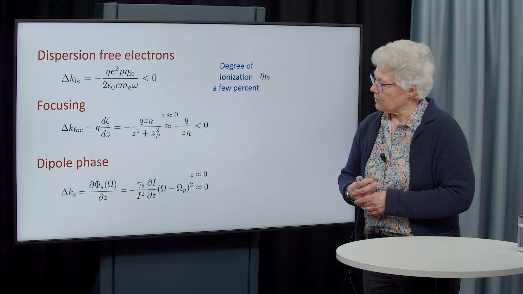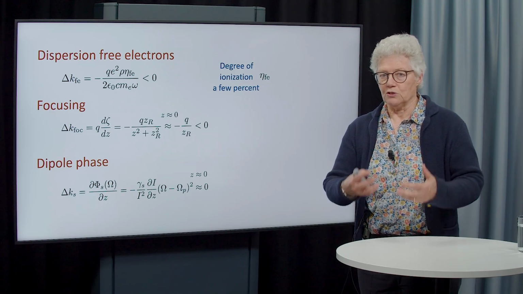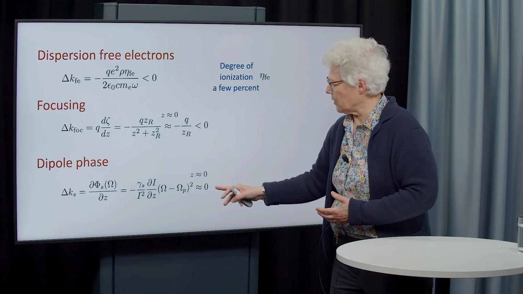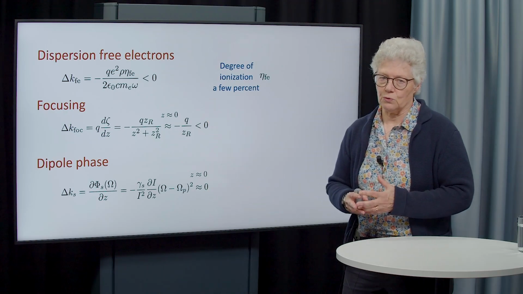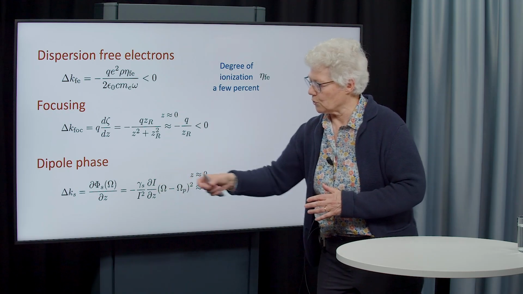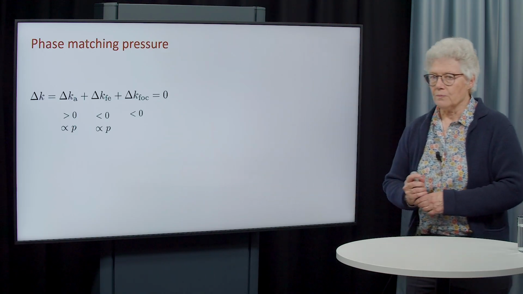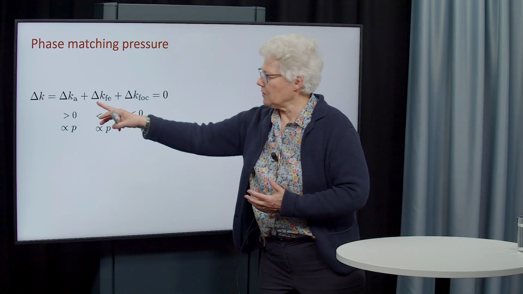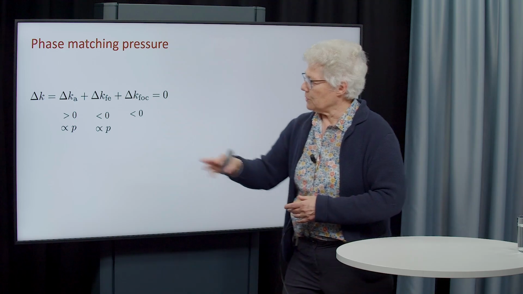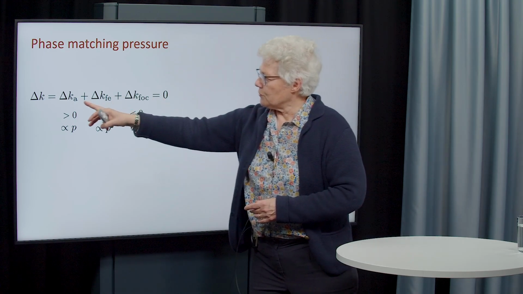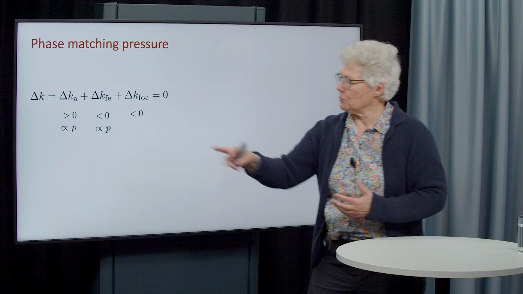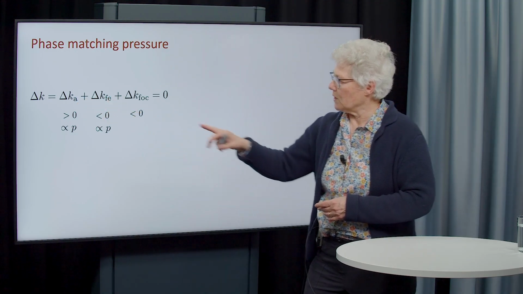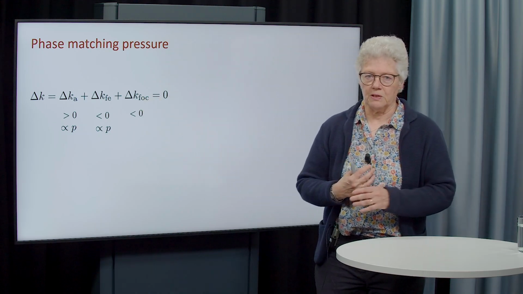So we have in total a contribution which is positive from the neutral atoms, 2 negative contributions, and then a contribution which is very close to 0. So I'm not going to talk about this anymore. You can see that to achieve phase matching, we need to have this sum here equal to 0. So here you have 3 terms. The first 2 terms, dispersion due to the neutral atoms or the free electrons, depend on the pressure, while the third term does not depend on the pressure.